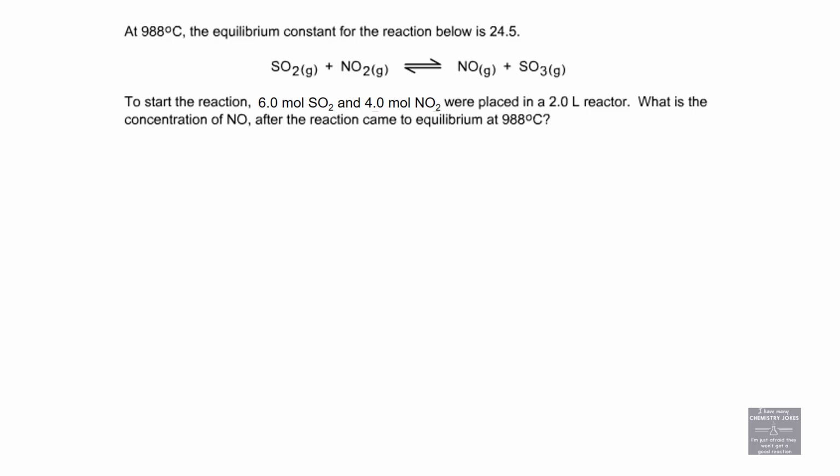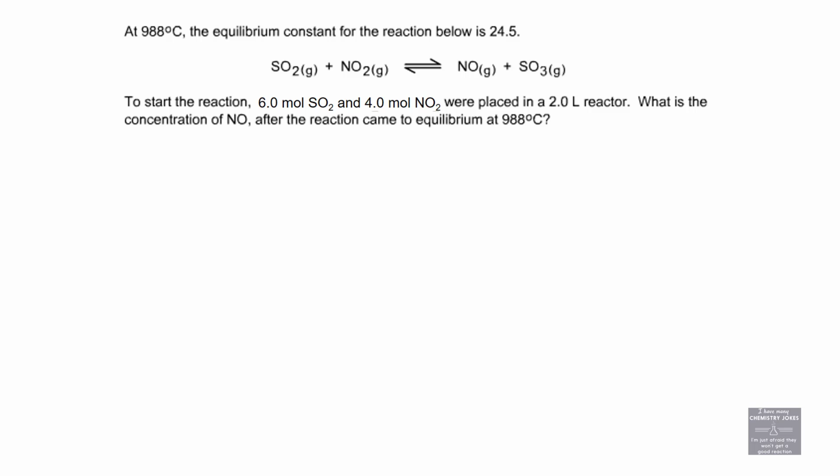Let's do some more equilibrium. At 988 Celsius, the equilibrium constant for this reaction is 24.5. To start the reaction, 6 moles of SO2 and 4 moles of NO2 were placed in a 2-liter reactor. What's the concentration of NO after the reaction's at equilibrium?